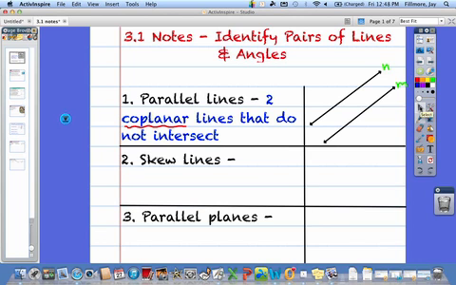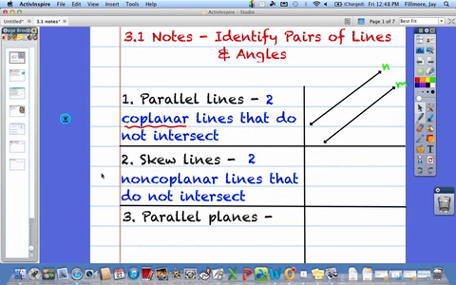The second type of lines we need to discuss are skew lines. Skew lines are two non-coplanar lines that do not intersect. So this is where we talk about the coplanar versus non-coplanar. Coplanar means they lie in the same plane or the same flat surface. So two parallel lines are always next to each other in some type of flat surface, whereas skew lines are not.